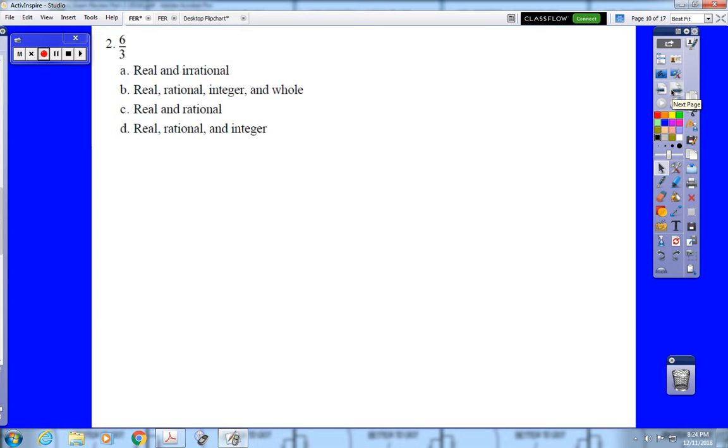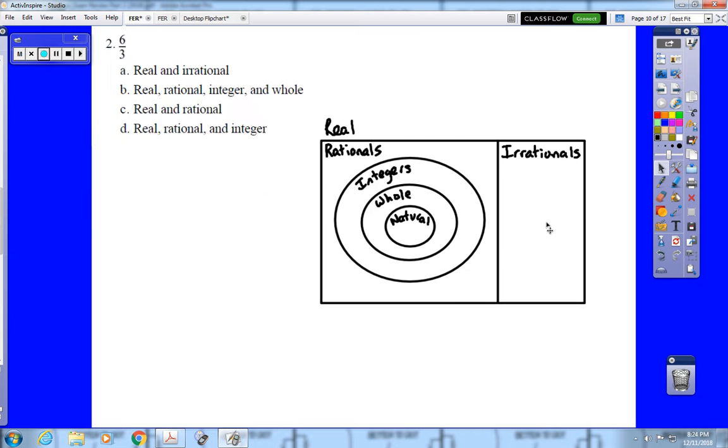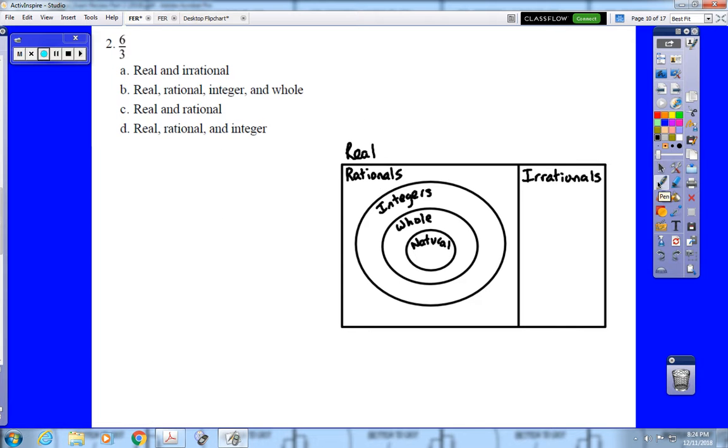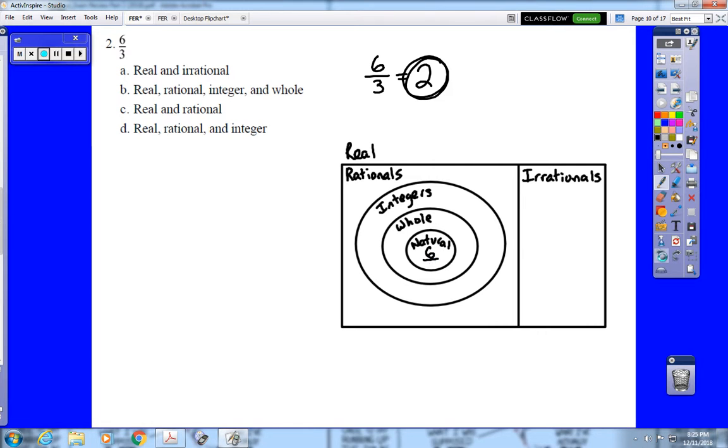Okay, so here's number 2. Same directions. So we're going to do something very similar. We're going to take a look at our dartboard, and we're going to ask ourselves, 6 over 3. Does that reduce? And the answer is yes. That is equivalent to 2. 2 is a natural number. So 6/3 would go in here, in the natural numbers. Okay? So if we're placing 6/3 inside the natural numbers, that means that number is a natural number, a whole number, an integer, a rational, and a real.